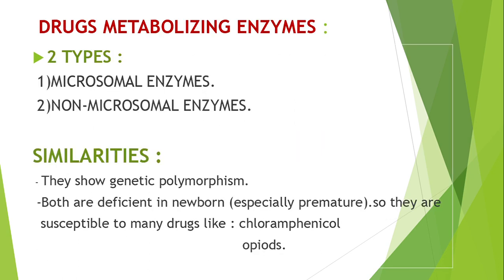Then drug metabolizing enzymes are of two types. One is microsomal enzymes, another is non-microsomal enzymes. Similarities: they show genetic polymorphism. Both are deficient in newborns, especially premature ones, so they are susceptible to many drugs like chloramphenicol and opioids.